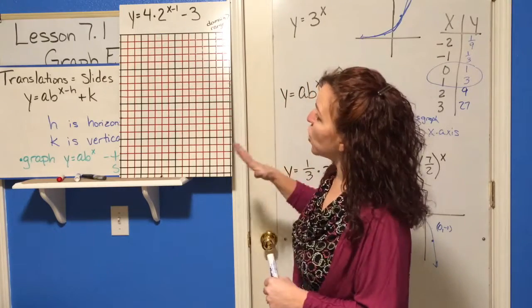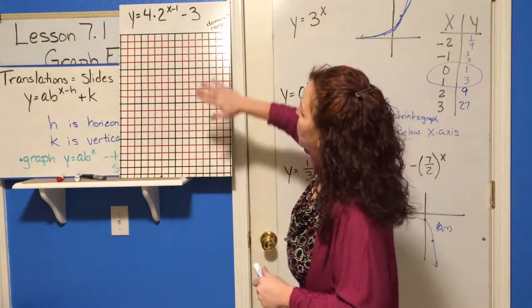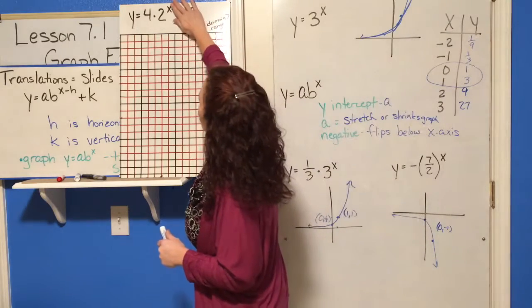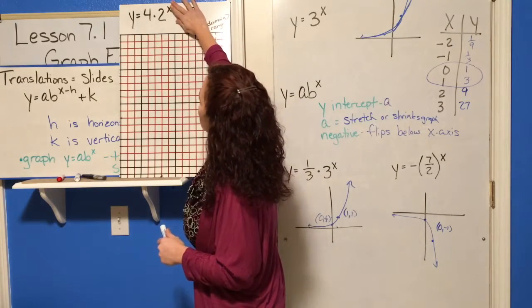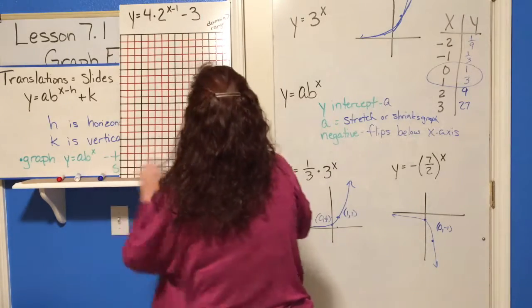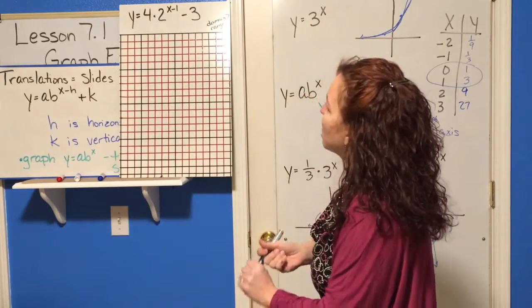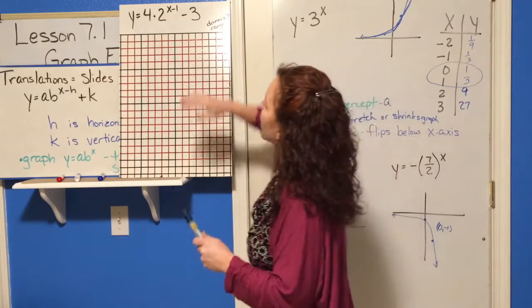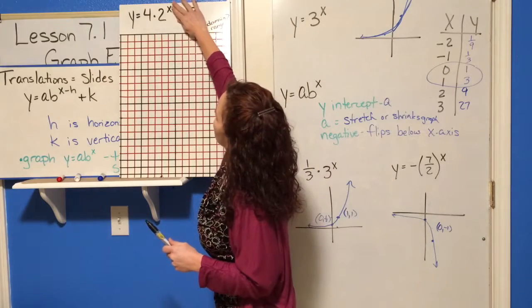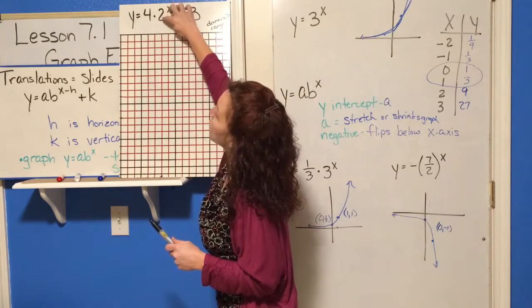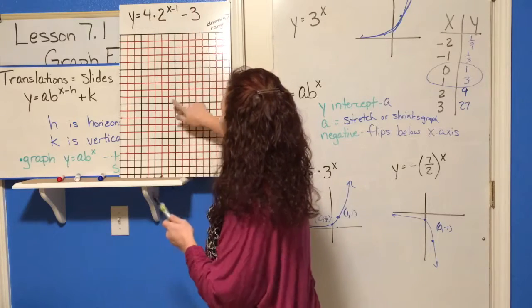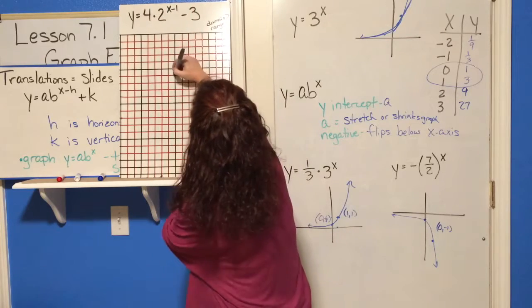So if we were to just graph 4 times 2 to the x power, what would that look like? Well, let's look. If we put in 0 for x, that's going to be just 0, 4, because 2 to the 0 is equal to 1. So 0, 4: 1, 2, 3, 4. So we're going to have a point here.